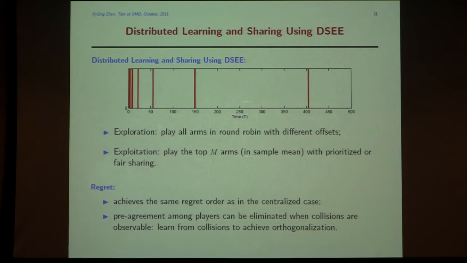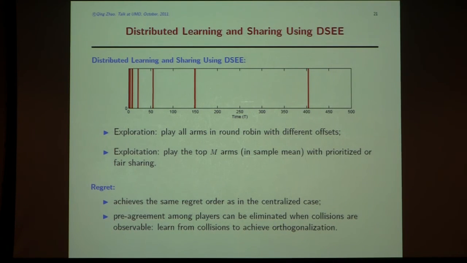So this result can actually be extended without any pre-agreement under the condition that collisions are observable. When I collide, I know I collide. So the effect is only on my immediate reward. I want to avoid collision. So in this case, each player can actually have their own exploration sequence. We don't have to be synchronized to learn, and we don't have to have a pre-agreement on the offsets. You just pick a particular offset of rotating among all the channels, either all N or all M for the exploitation sequence.